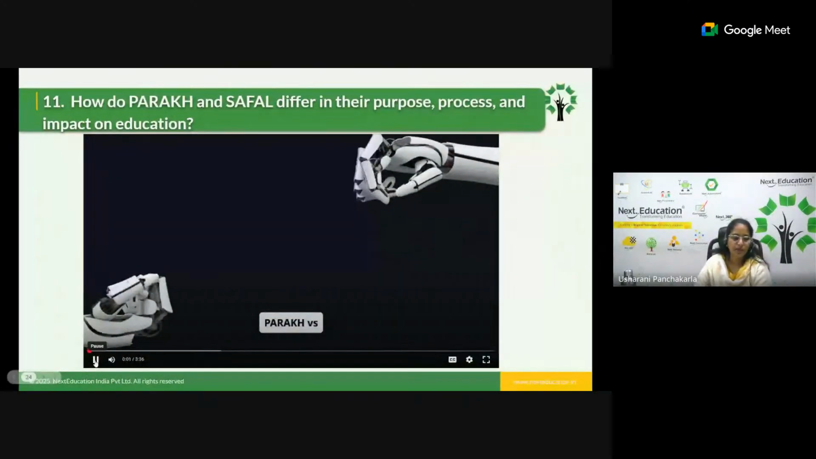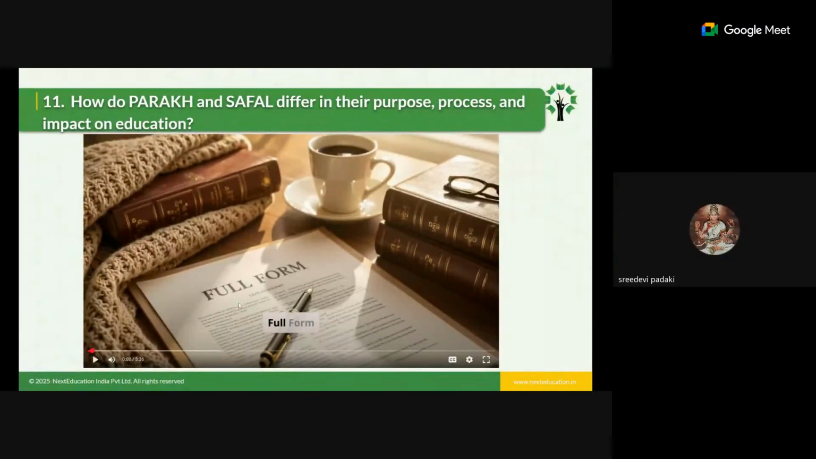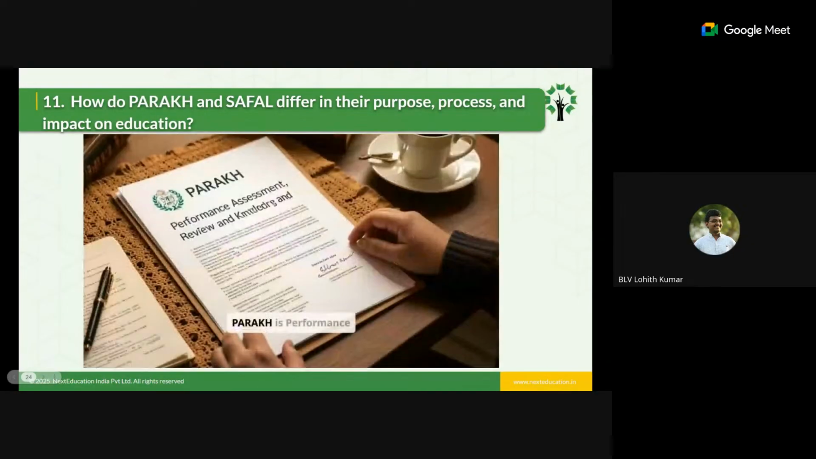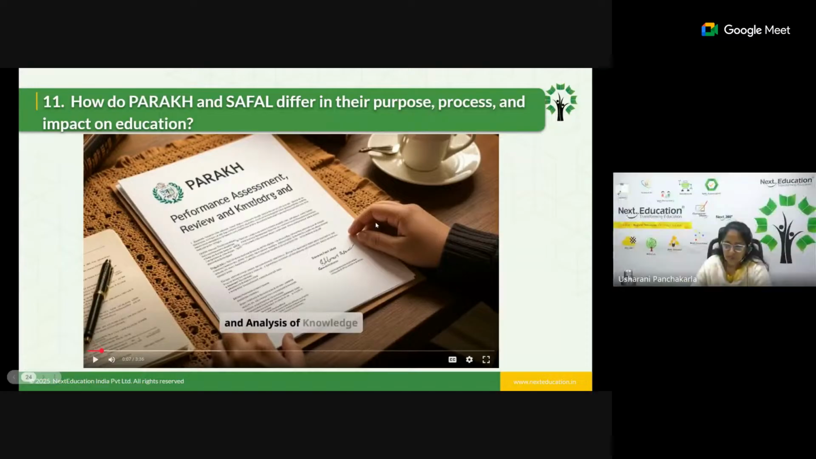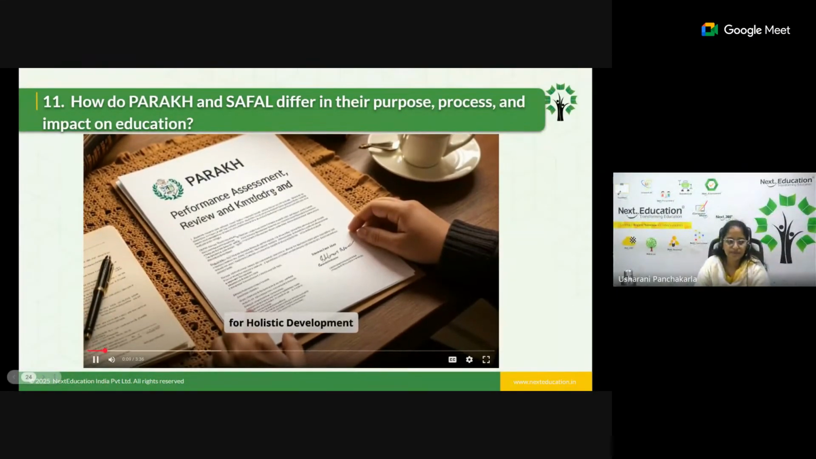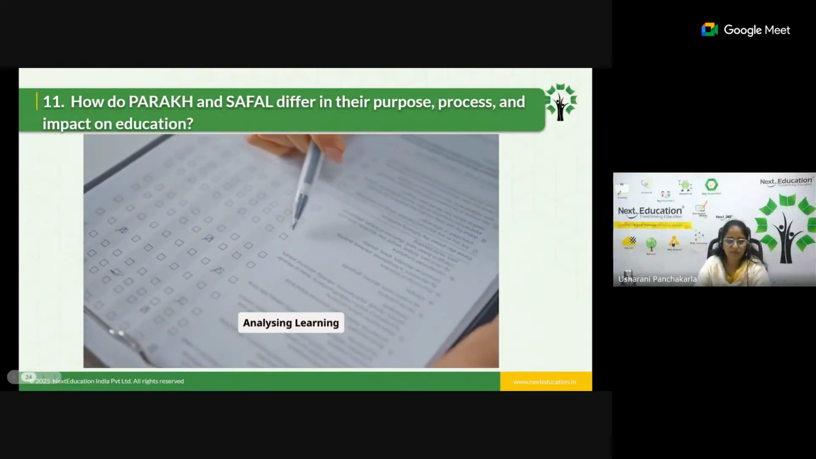PARAKH versus SAFAL. I hope now it is audible. Yes, ma'am. Thank you. PARAKH is Performance Assessment, Review, and Analysis of Knowledge for Holistic Development. SAFAL is Structured Assessment for Analyzing Learning.